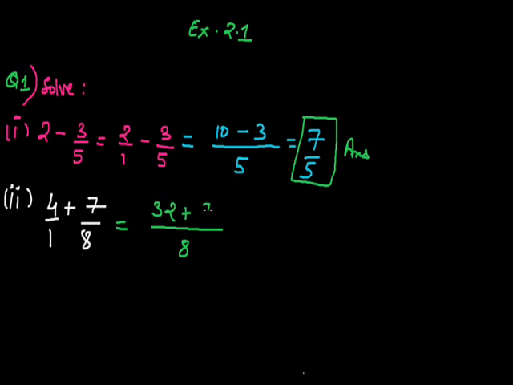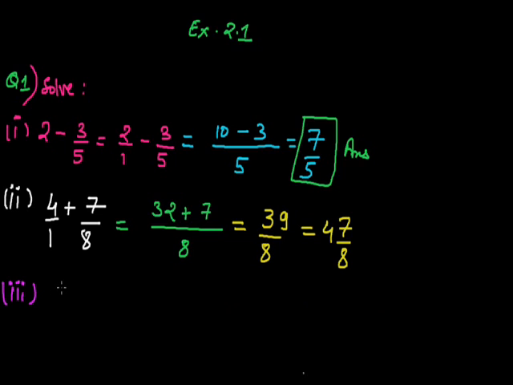Then plus 7, it will give you 39 upon 8, and we can convert it into a mixed fraction, and it will be equals to 4 7 by 8. You know how to convert the improper fraction into a mixed fraction. We will simply divide 39 by 8. It will go 4 times and the remainder will be 7. So the remainder we write in the numerator. This is the whole number part and this is the denominator or the divisor by which we have divided the 39.